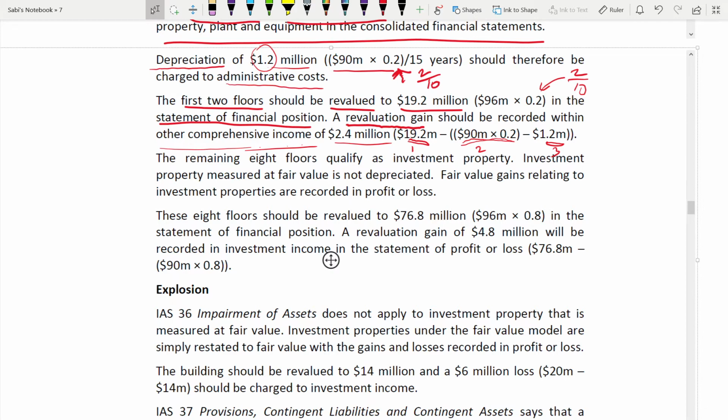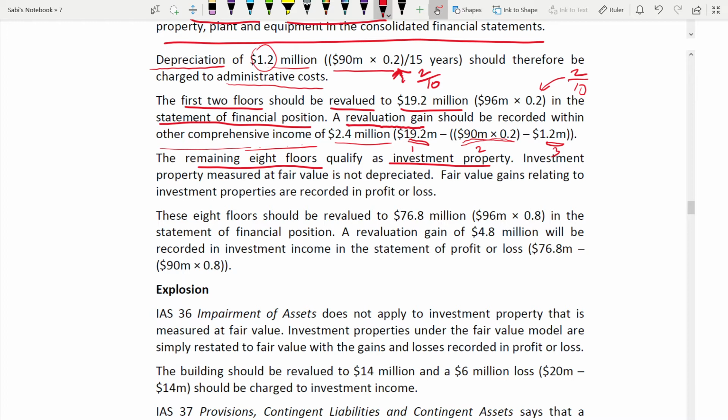Now come to the next paragraph. The last two paragraphs, the last and the one before the last, both talk about the remaining 8 floors. The remaining 8 floors qualify as investment property, right? They are investment property. Only the first two are PPE, property, plant and equipment. That's why we had to revalue and find depreciation, all those things, and it will follow the features of a non-current asset. Now this is an investment property, the remaining eight.